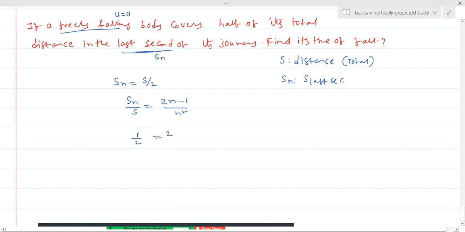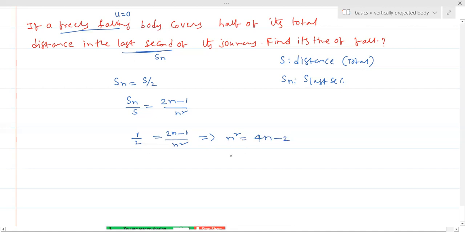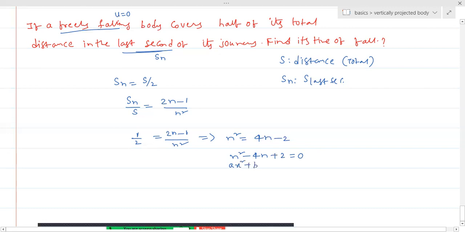So that is equivalent to (2n minus 1) by n square. So n square is equivalent to 4n minus 2. n square equal to 4n minus 2, so n square minus 4n plus 2 is equivalent to 0. Simply, this is an algebraic equation, and we will write it in the form of ax square plus bx plus c equal to 0.